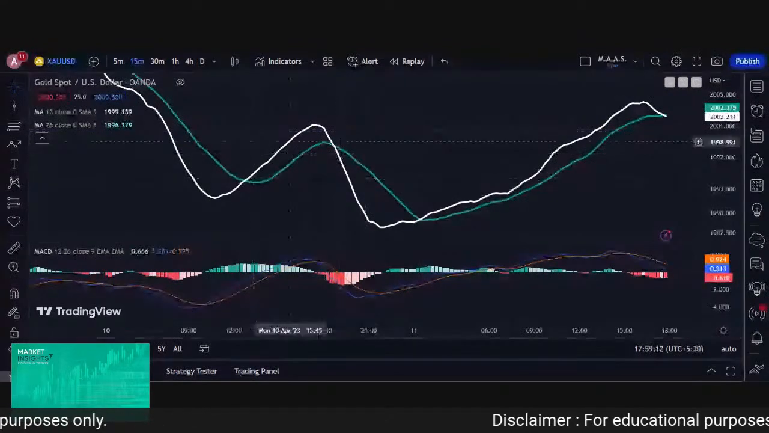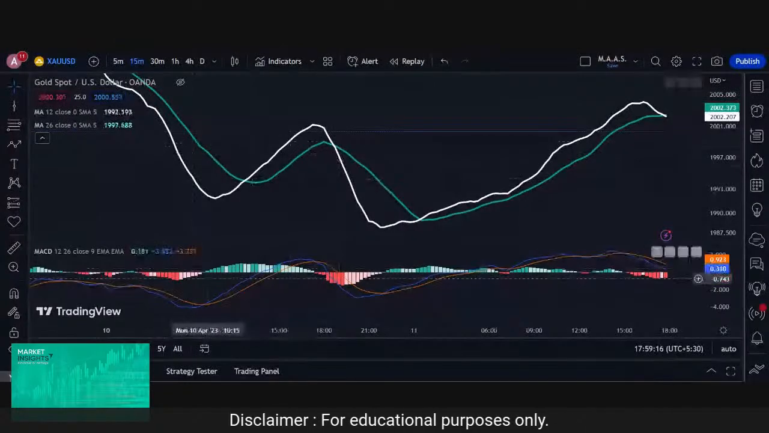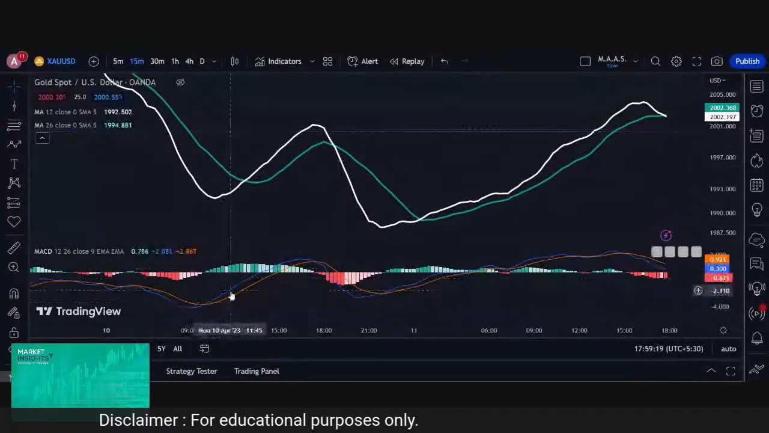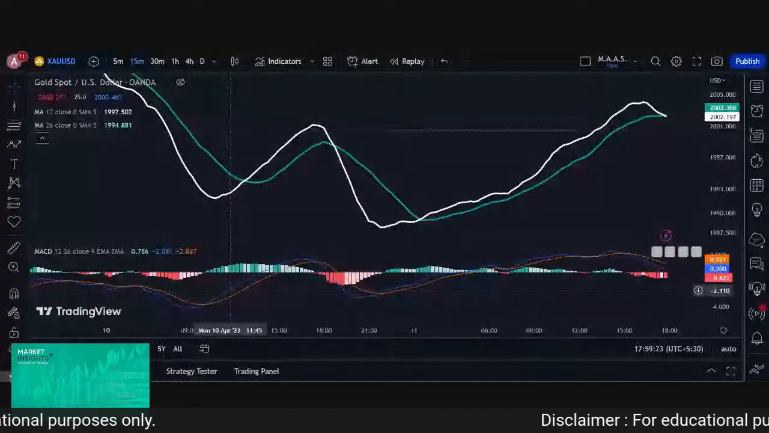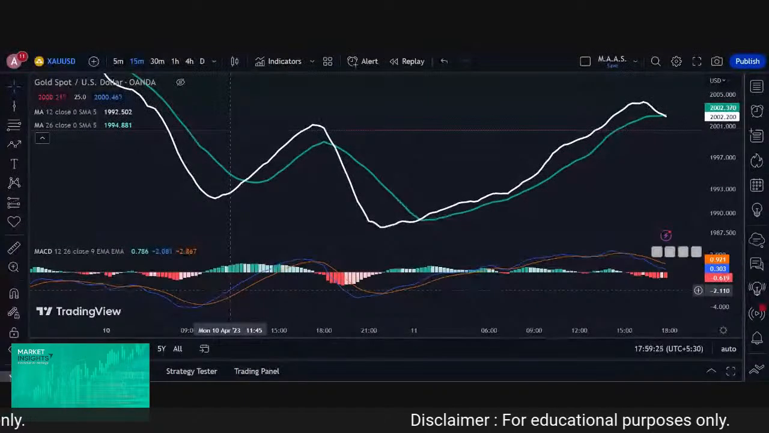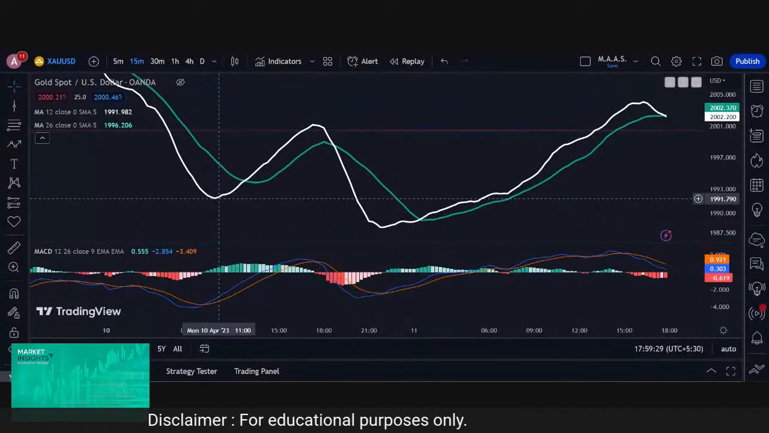Now, coming back to MACD. Now I have made you understand this particular thing. What is the MACD line? The MACD line is the average of the difference between these two lines, 12 and 26, correct? Exactly 12 and 26. Just give me a moment.